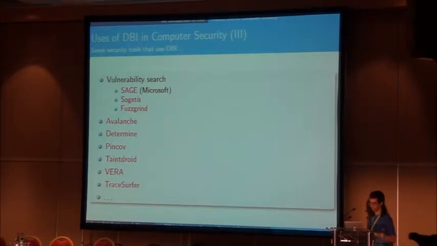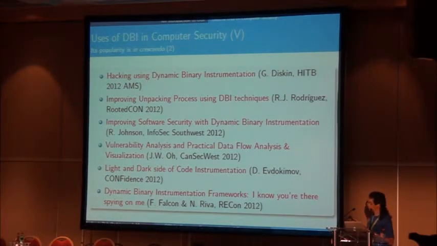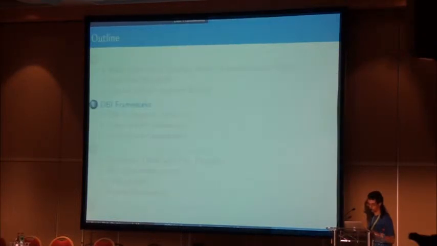So let me comment on some of the tools that already are using DBI somehow. For instance, for vulnerability search, we have SAGE of Microsoft, Sokrates, Fullscreen, Avalanche, Determine, Pinkov, TimeDrought, Vera, TraceSurfer, etc. Okay, the use of DBI in computer security, its popularity is in crescendo. So you can check on the internet. I have just put here a few presentations related somehow to DBI.